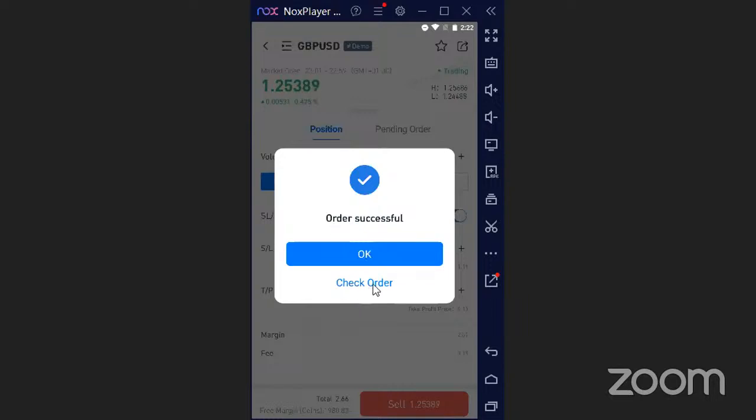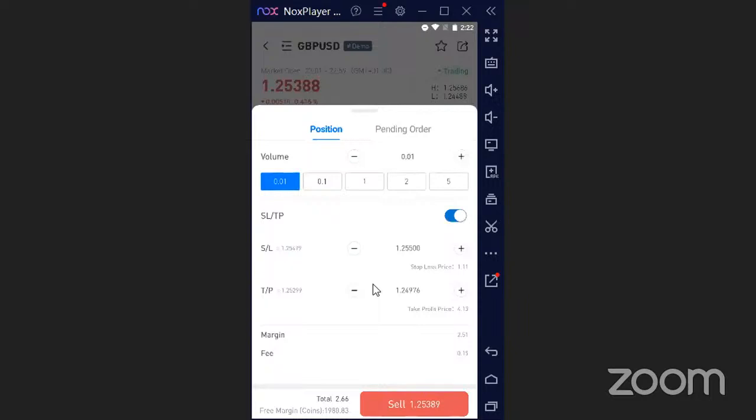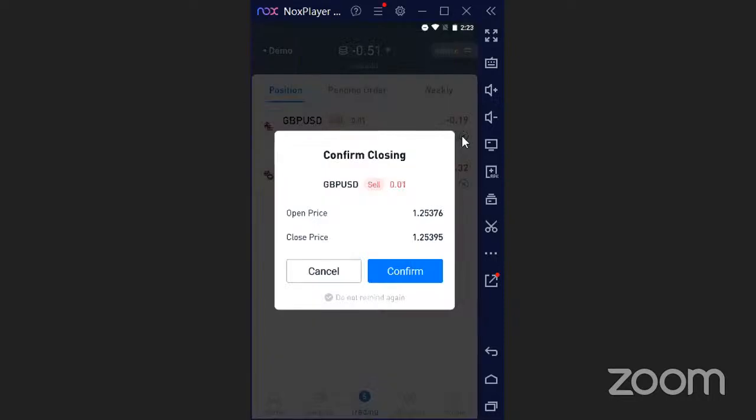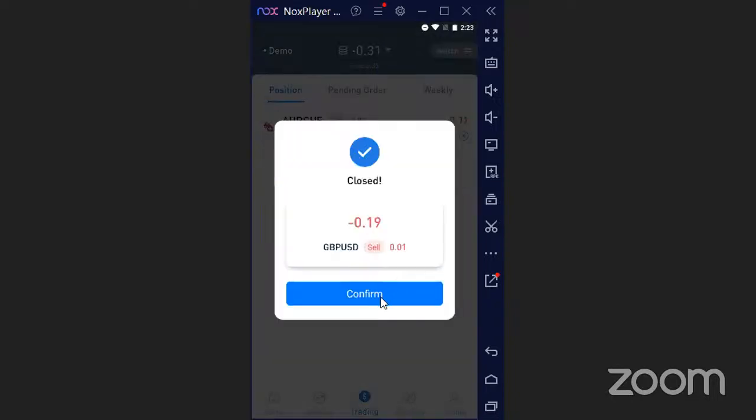I can check my order if I click check order. So now that I click on the check order, it's going to take me to my order. See, so my order is running. All right, my order is running. And if I want to close this, I can just click on this button right here. So once I click on it, you see it says confirm closing. Yes, then I can click on confirm. Then it's going to close it. You see.